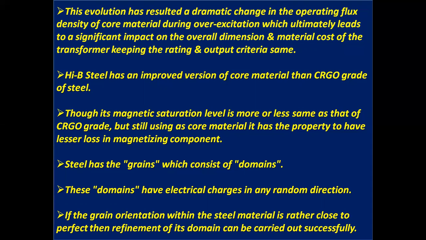HIB steel is an improved version of core material over CRGO grade steel. Though its magnetic saturation level is more or less the same as that of CRGO grade, still, used as core material, it has the property of lesser loss in the magnetizing component.